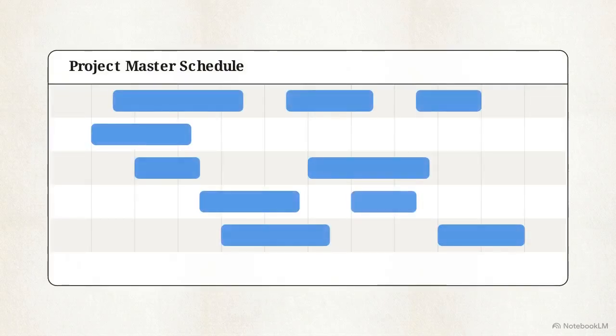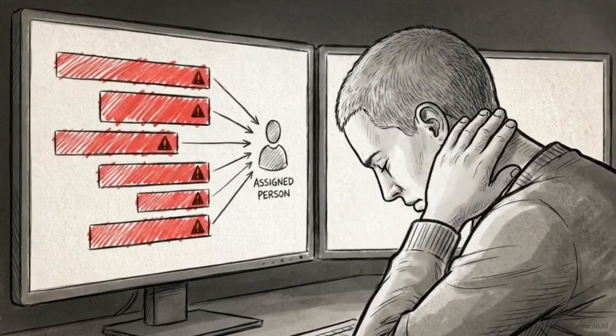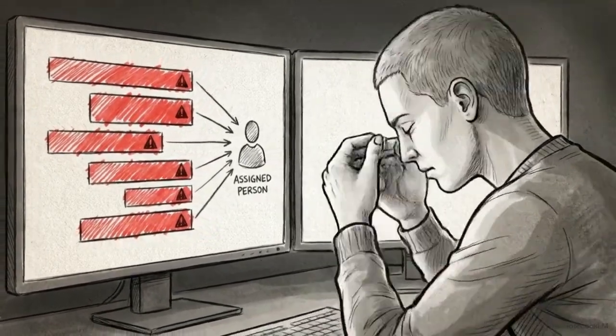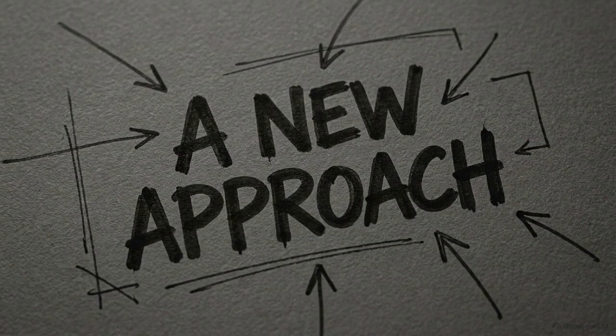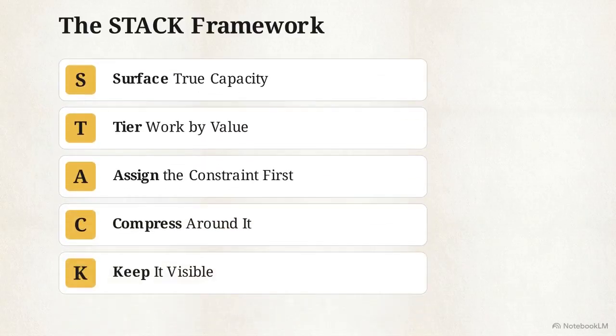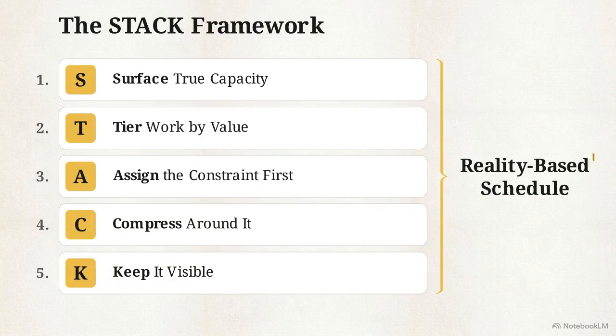Every project manager has built a beautiful network diagram, dependencies mapped, float calculated, and a pristine critical path highlighted in red. But if that path assumes your team has infinite capacity to tackle the work, it is complete fiction. Over the next 5 minutes, we're going to fix that. We'll walk through the STACK framework, a 5-step method to transform an optimistic wish list into a mathematical, reality-based schedule.